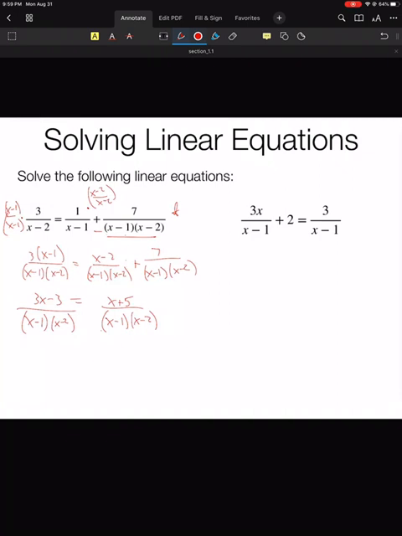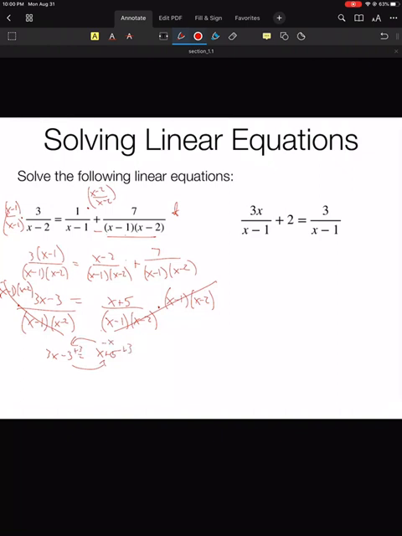I have common denominators on both sides. So when I multiply both sides by the common denominator, which is a valid move to do, I'm multiplying both sides not by 1 but by the common denominator. And I can do that because I'm multiplying both sides of the equation by the same thing. What happens is that both of the denominators cancel out, and I'm left with 3x minus 3 is equal to x plus 5. I want to get all of the terms that have x in them on the left, numbers on the right.